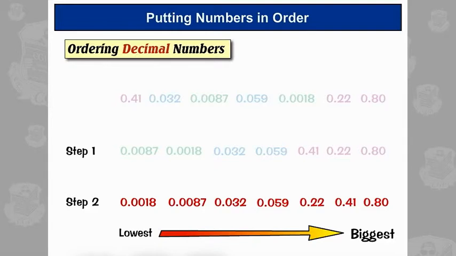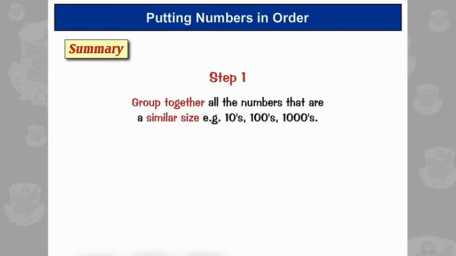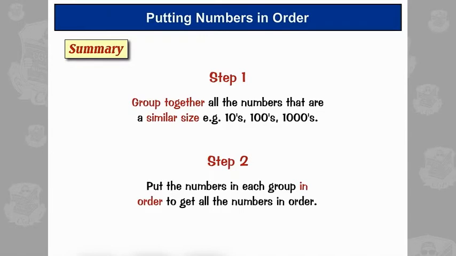So to summarise then, you want to order numbers in 2 steps. Start off by putting all the numbers into groups, and then if you just order each of those groups, you'll end up with everything in the right place. It just makes it a lot easier because you're not trying to do it all in one step.